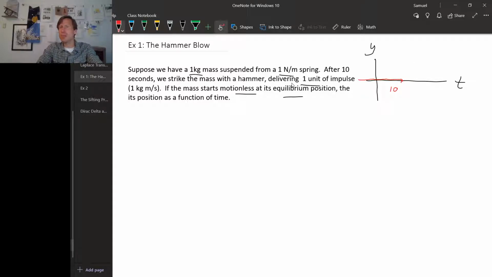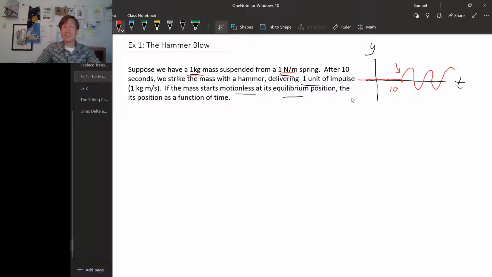But if it's moving upwards right after this hammer blow, there's no more forcing. And if you have this system, a mass on a spring with no damping, and it starts moving upwards, then it's just going to oscillate in some sort of sinusoidal. So we expect some sinusoidal to show up. Up until time 10, it's just 0, and then at time 10, it changes to a sinusoidal. That's kind of what we expect to have happen.